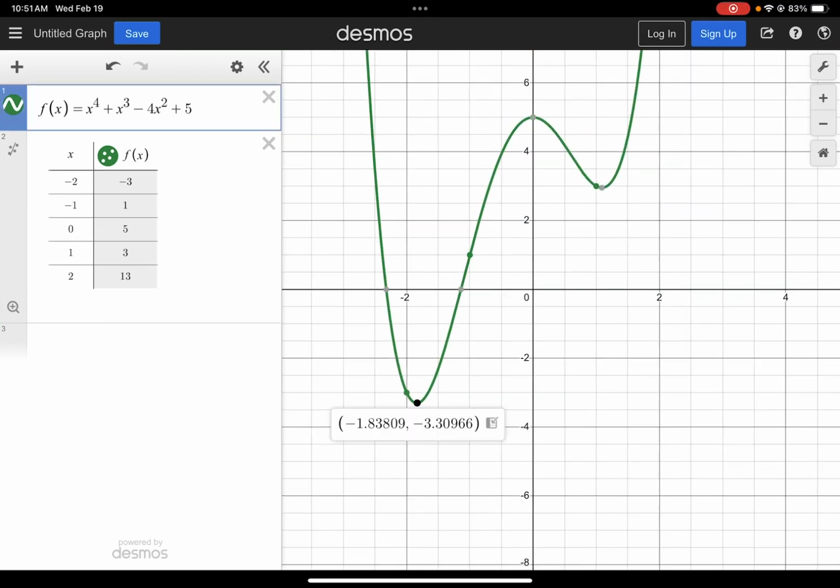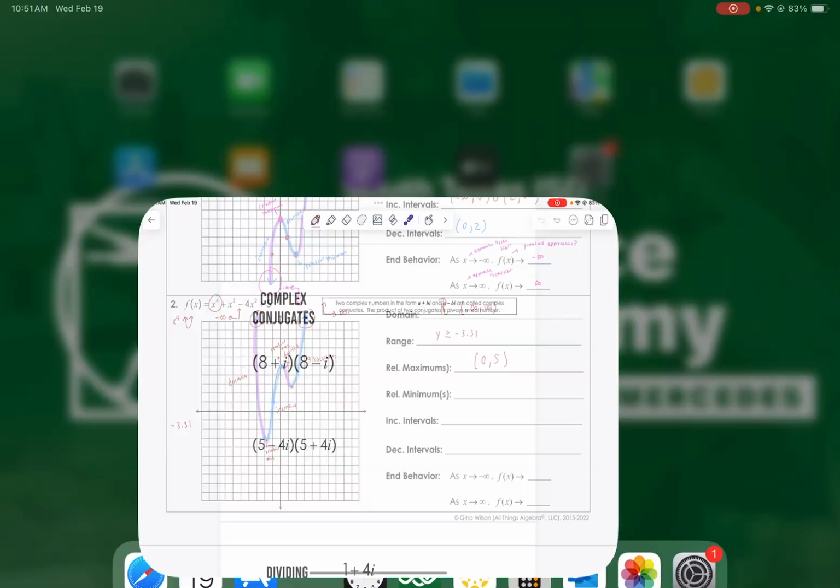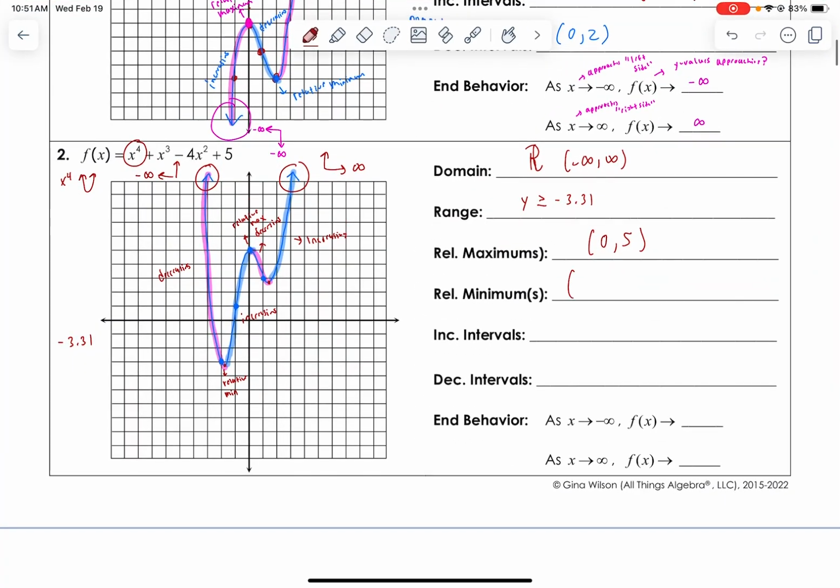Negative 1.83, negative 3.309. We can round those two numbers to 2 decimal places. And if you do that, the coordinate point for that point would be (-1.84, -3.31).